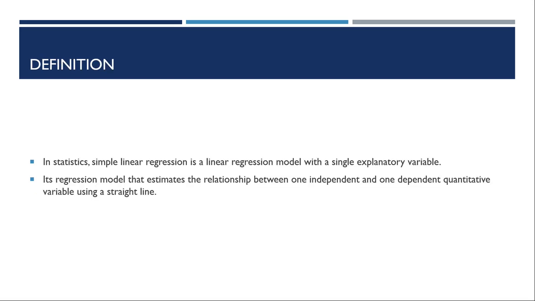Simple linear regression is used to model the relationship between two variables and can be very useful for making predictions. The two variables in simple linear regression are the independent variable and the dependent variable. The independent variable is the variable that is used to make predictions, and the dependent variable is the variable we are trying to predict.